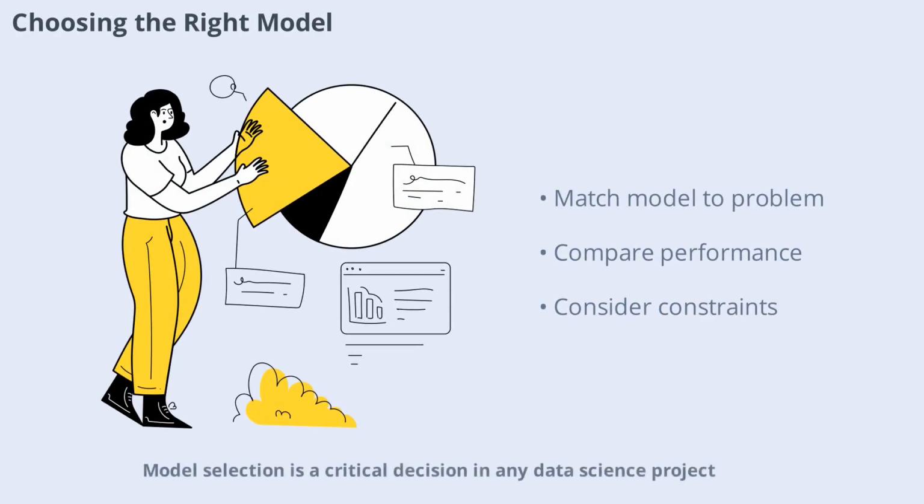Model selection is a critical decision in any data science project. The choice depends on the problem you're solving: classification, regression, clustering, or something else. Each model has strengths and weaknesses, so it's important to consider the data objectives and constraints.